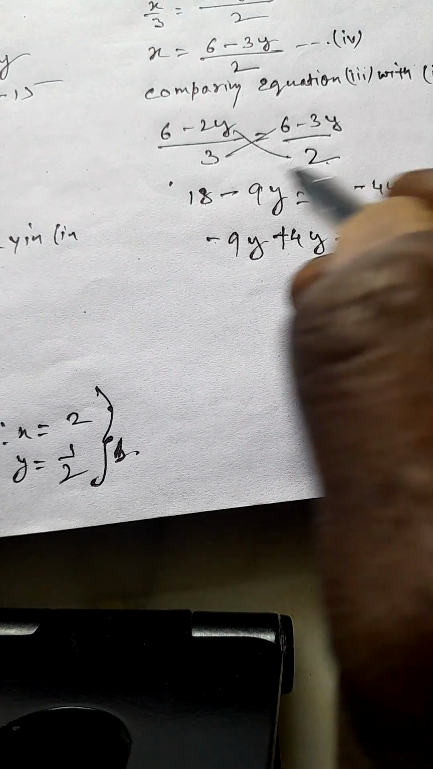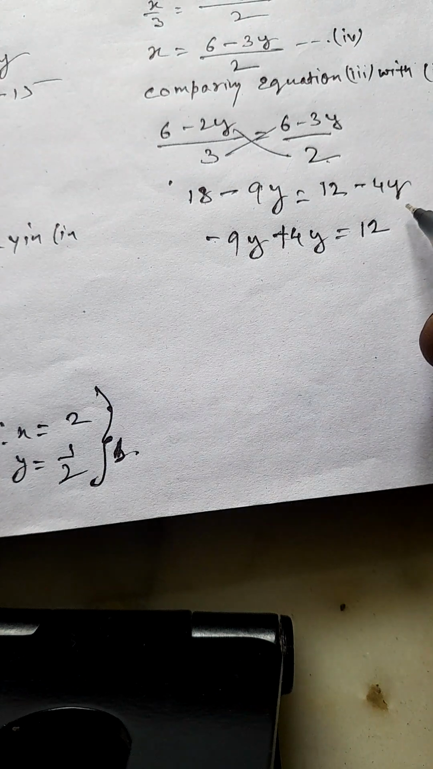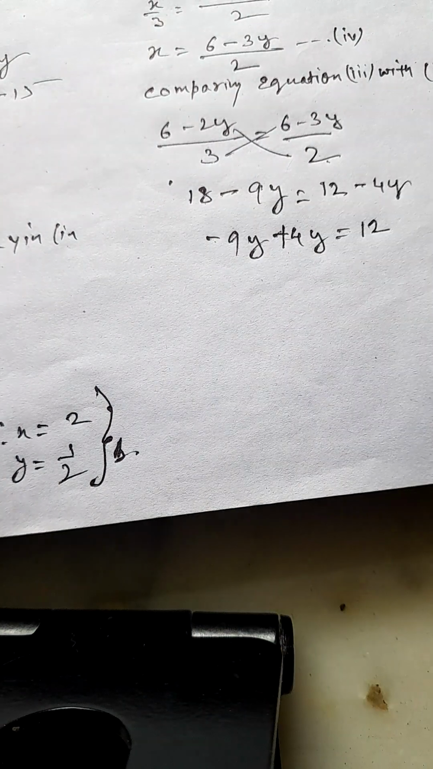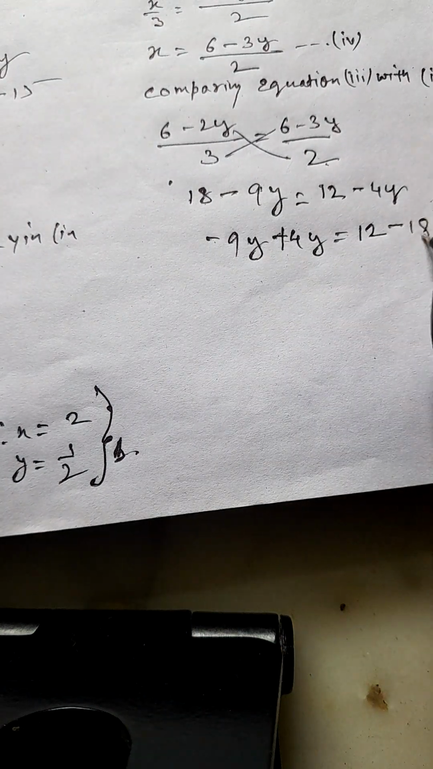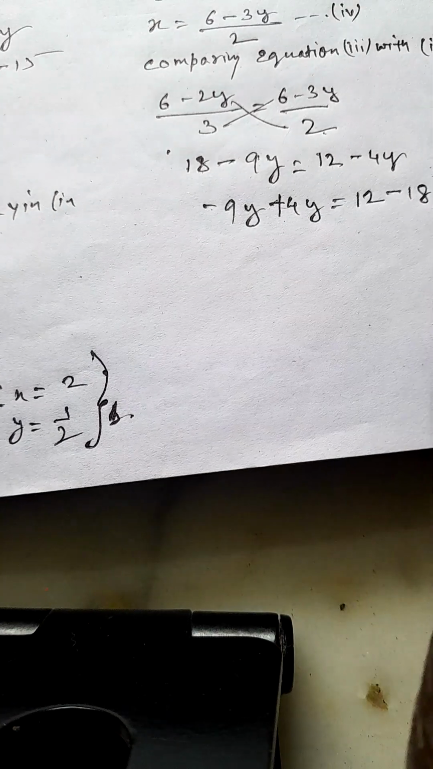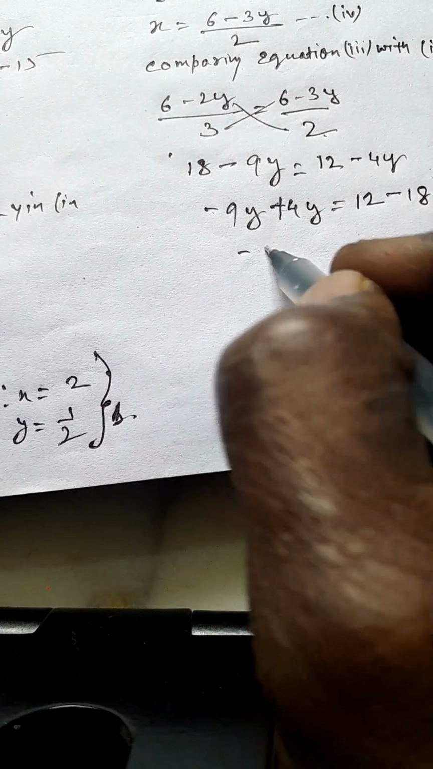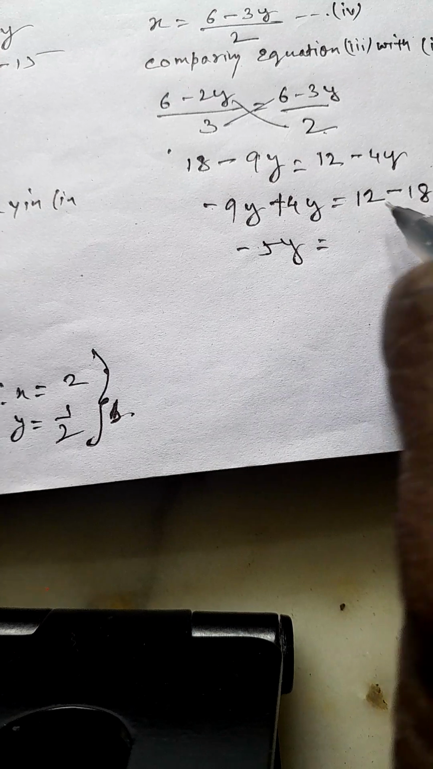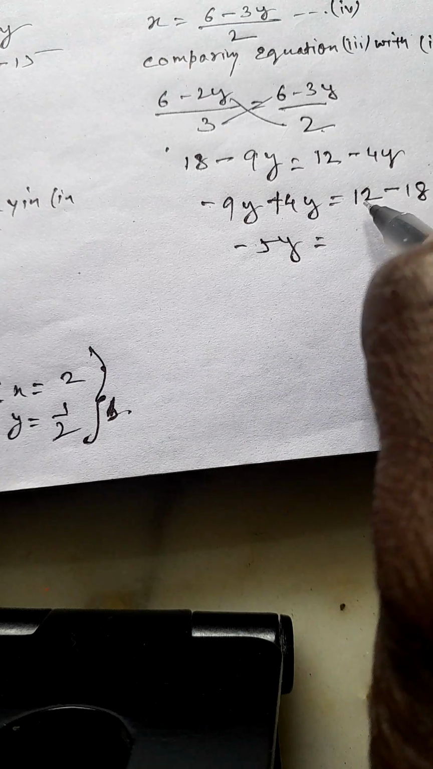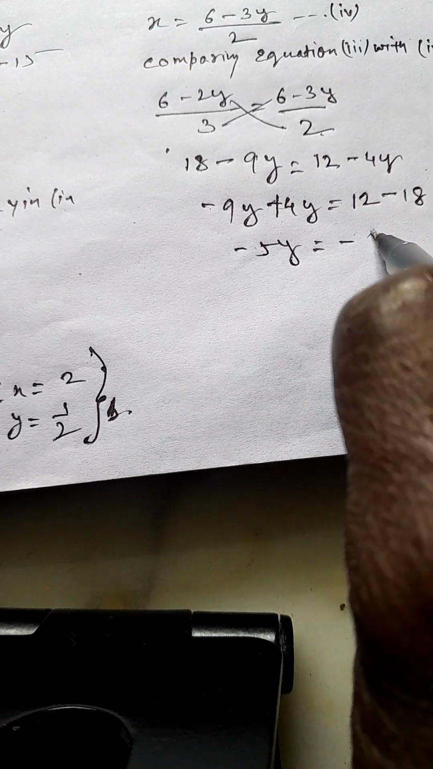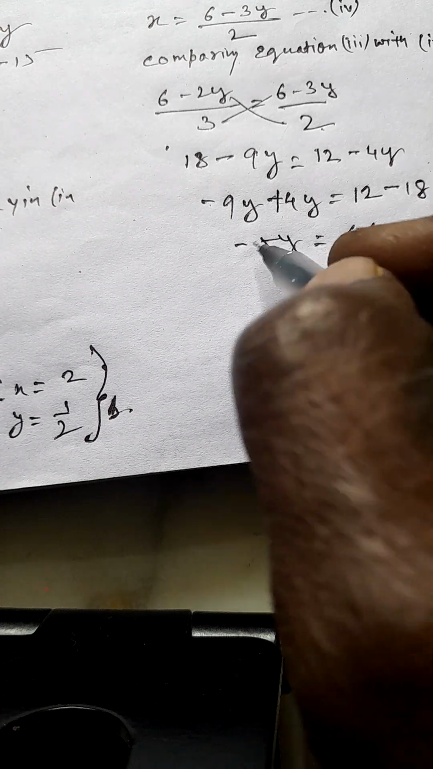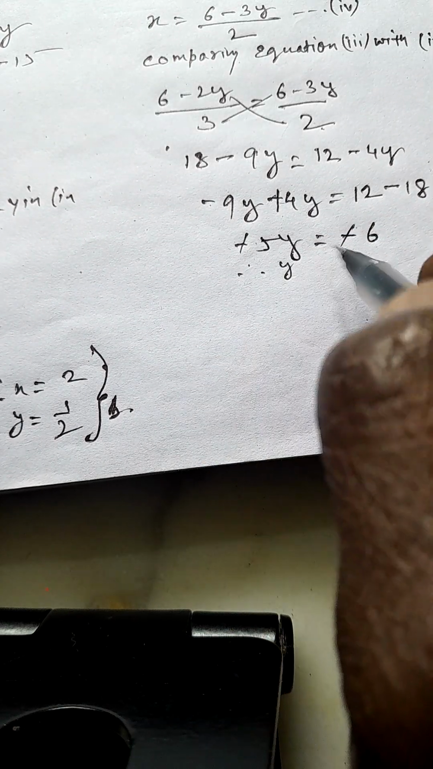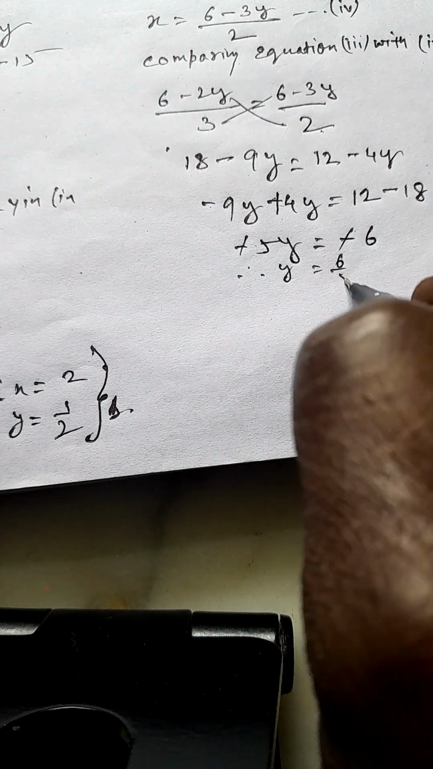Again this is 12, if you take this to the right hand side, this plus 18 will be converted into minus 18. So if you subtract 9 from 4, you will get minus 5y, and if you subtract minus 18 from 12, you will get minus 6. So minus minus cancel, therefore y is equal to 6 upon 5.